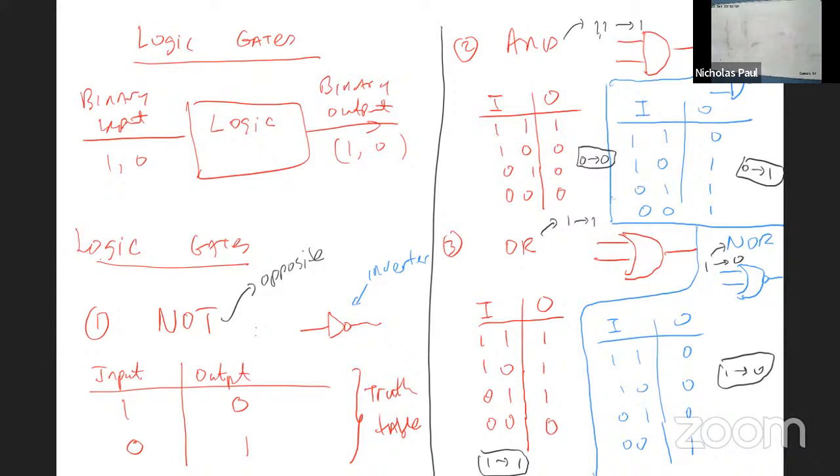Right? Heading: combination circuits. Am I right, Ansel? Combination circuits. We just combine them.